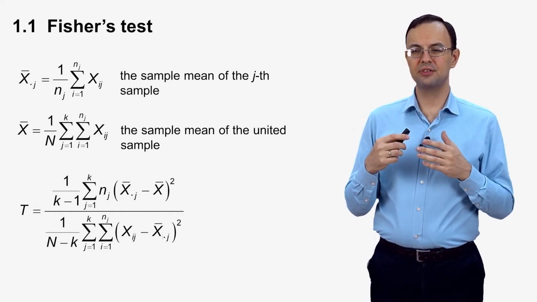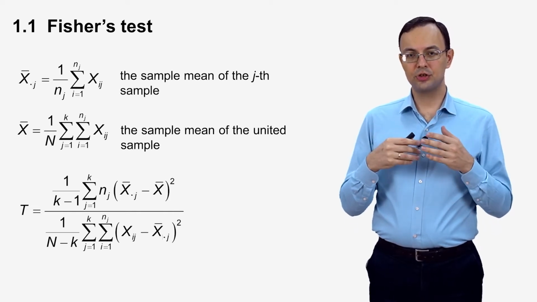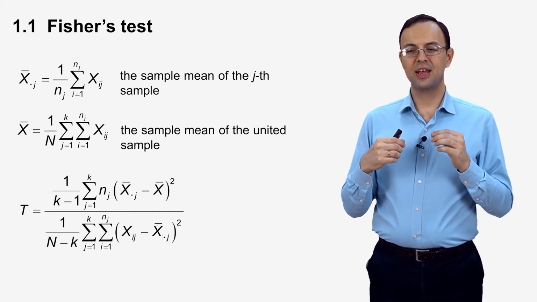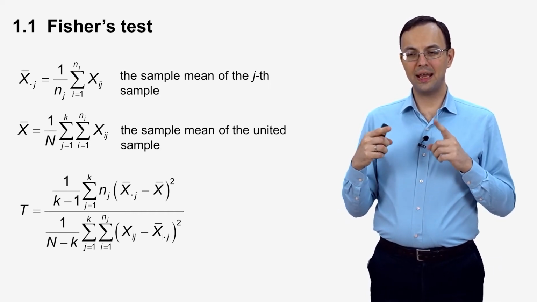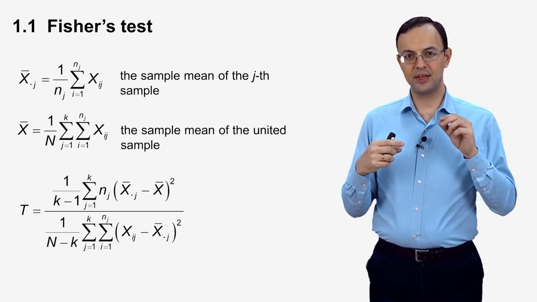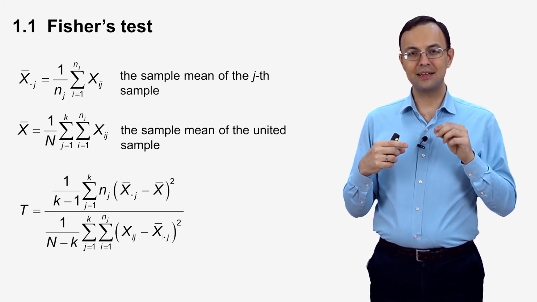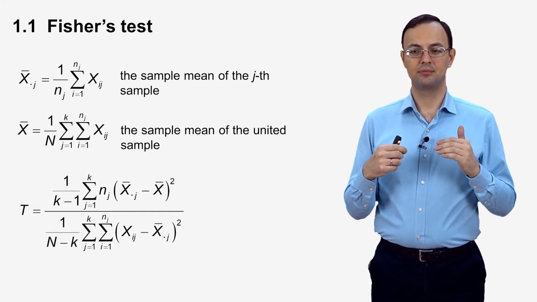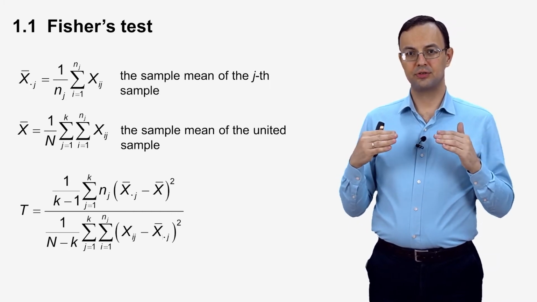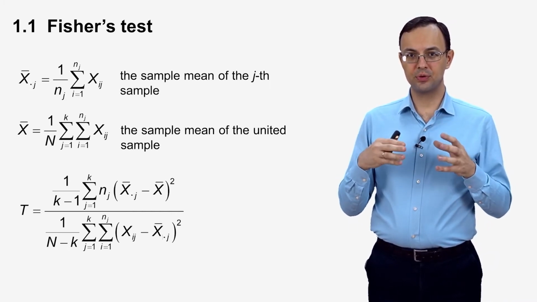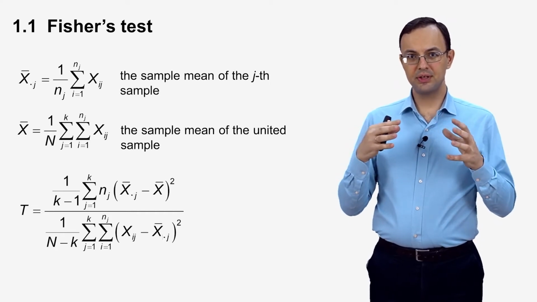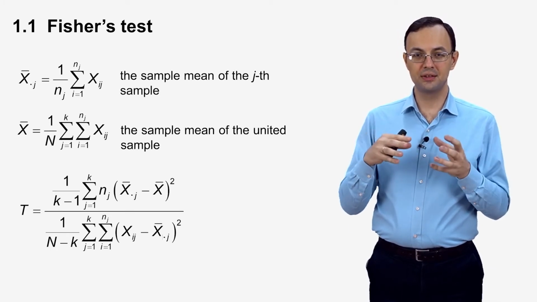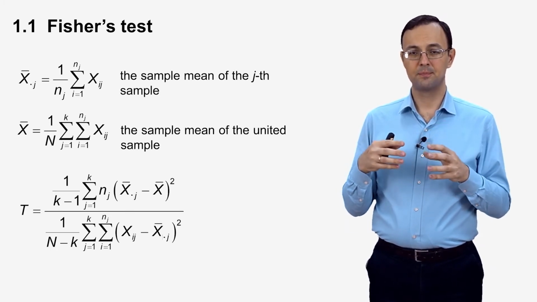What we see in the denominator is variation of the response within the factor levels. So we add squared differences of the response values and the mean values for the respective factor level. So the numerator shows us variation of the response between different levels of the factor, and the denominator shows us variation of the response within the same factor level.